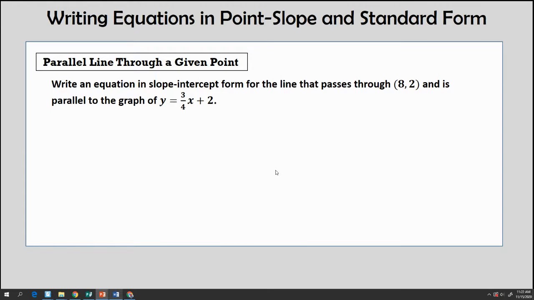If you hit pause and do that, I'm going to show you the answer. All right, the answer is 3/4 x minus 4. That's what you should get if you do what we did on the last slide and follow through the calculations.